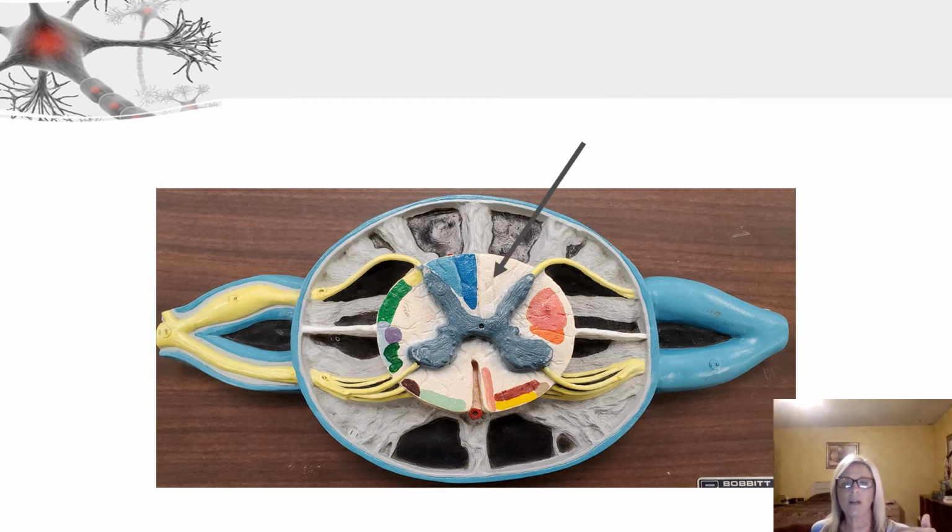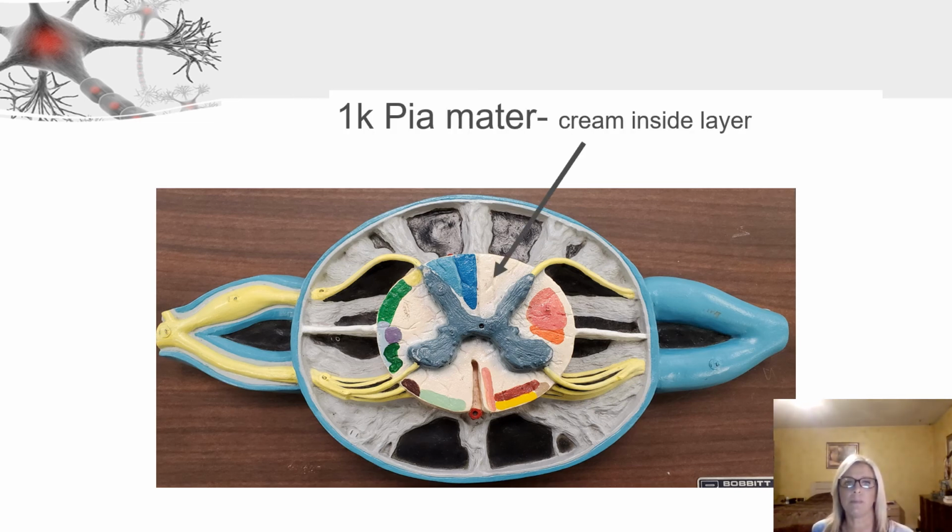So we're going to have quite a bit of space now before we get to the pia mater. And so you can see here this roundish, creamy looking area here. That is going to be the pia mater, which is going to be the innermost layer of meninges, or meninges, if you want to say it differently, plural, singular.